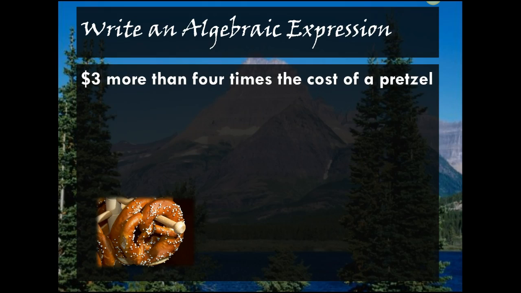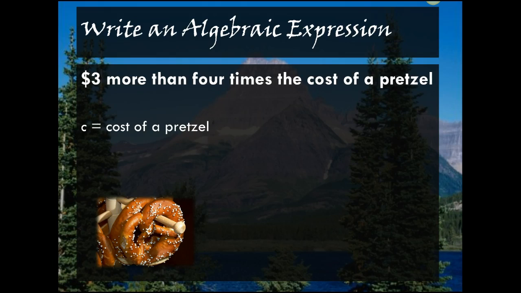Sometimes we'll have algebraic expressions that involve 2 steps. This one is an example. $3 more than 4 times the cost of a pretzel. We still approach this the same way. The first thing we need to do is to define the variable. The unknown value here is the cost of a pretzel. Let's let C represent the cost of a pretzel.